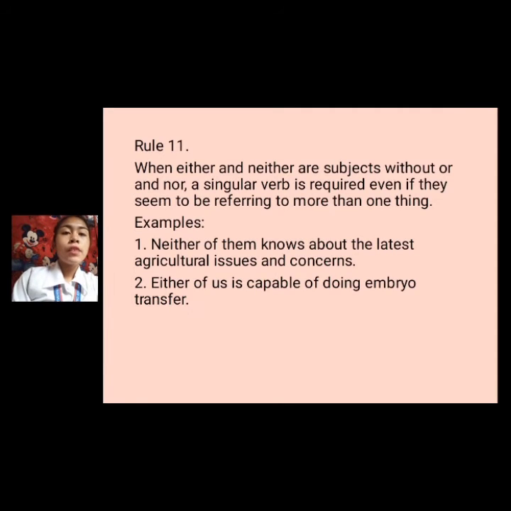Rule number 11. When either and neither are subjects without or and nor, a singular verb is required even if they seem to be referring to more than one thing. Example: neither of them knows about the latest agricultural issues and concerns. Second example: either of us is capable of doing embryo transfer.